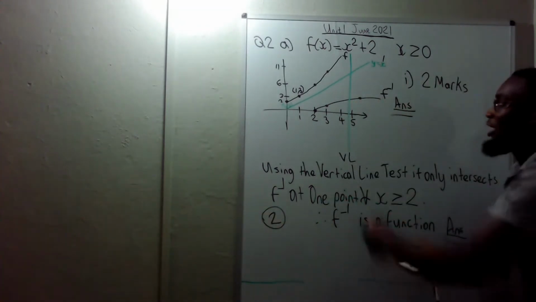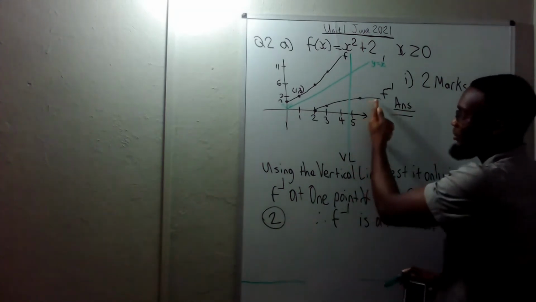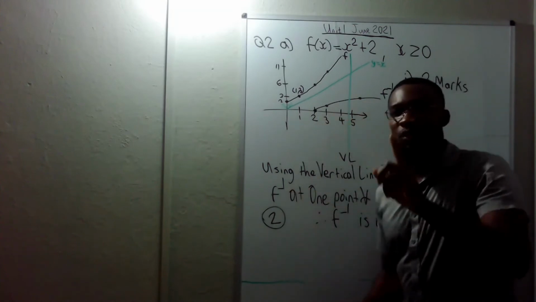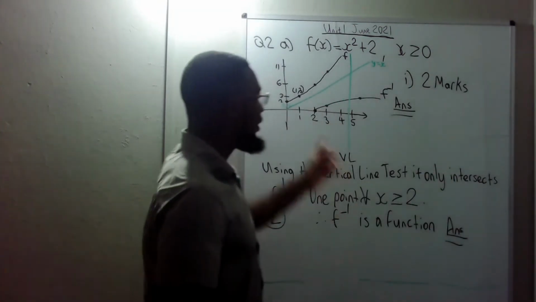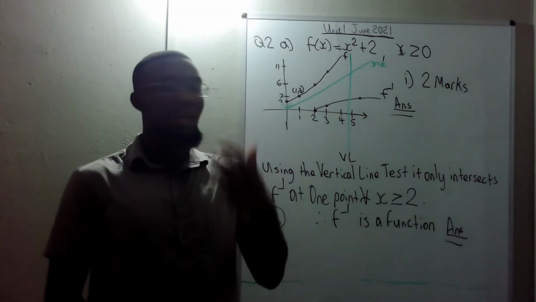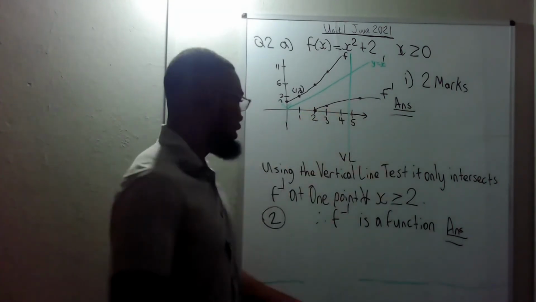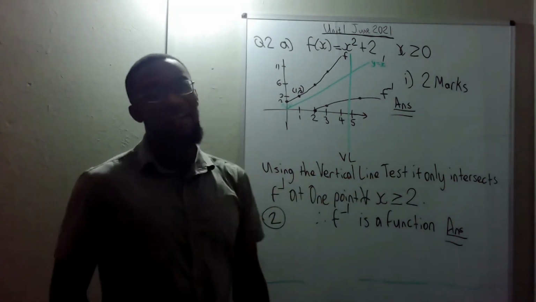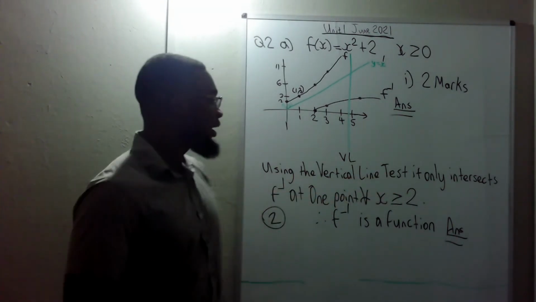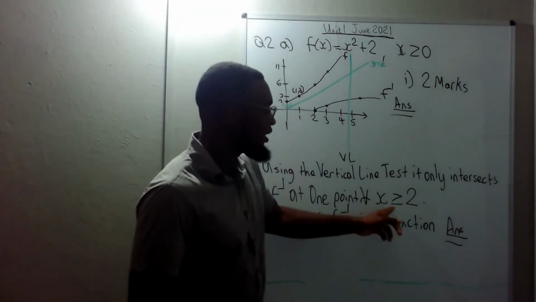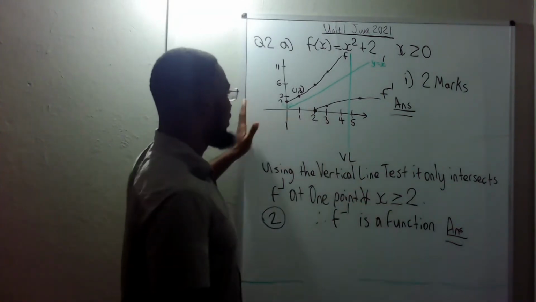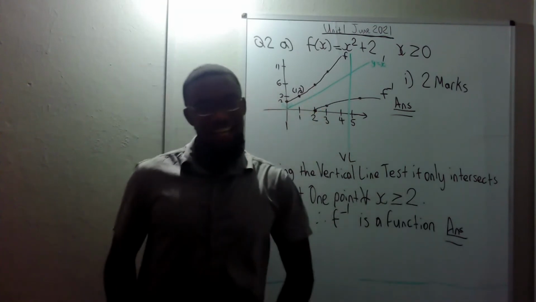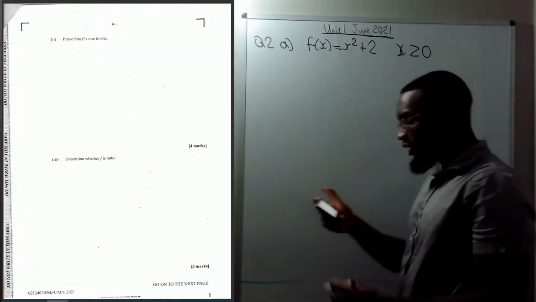So all you're going to do is draw a vertical line and show them that the vertical line only intersects the inverse function at one point. Since it only intersects at one point, then clearly f inverse is a function using the vertical line test. That's how we tell it is a function. Now notice I said for all x greater than or equal to 2 because before 2, it's not defined. And that's that.